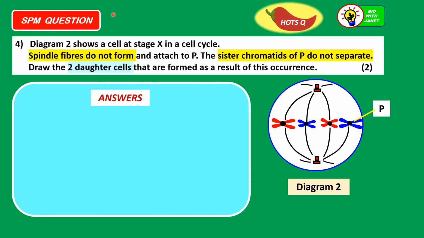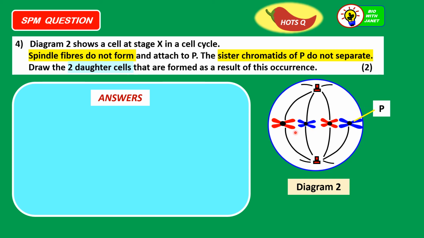Let's look at the last question here, which is a HOTS question and it's also a past year SPM question. Okay, so it's also found in your textbook. So it's a good question to try. Number 4, diagram 2 shows a cell at stage X in the cell cycle. Okay, so in this diagram 2, spindle fibers do not form and attach to P. Okay, P is the chromosome. The sister chromatids of P do not separate. Take note of that. Draw the 2 daughter cells that are formed as a result of this occurrence. 2 marks. Okay, so 1 mark for each cell that you draw.